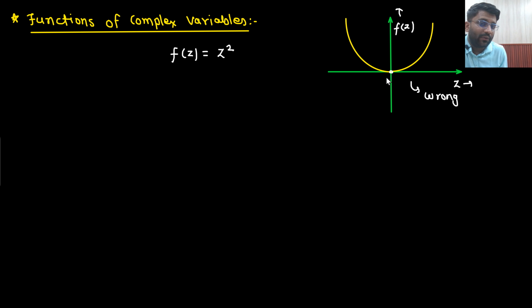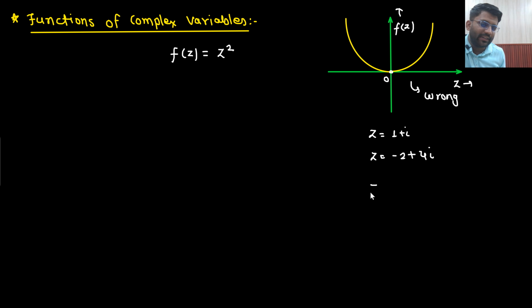Because z will not have only real values. z will be 0, 1, 2, 3, 4, 5, 6. No, z could be 1 plus iota as well. z could be minus 2 plus 4 iota as well. z could be anything, no? Right? z itself will need a 2D plane. Say yes or no? z itself will need a 2D plane.